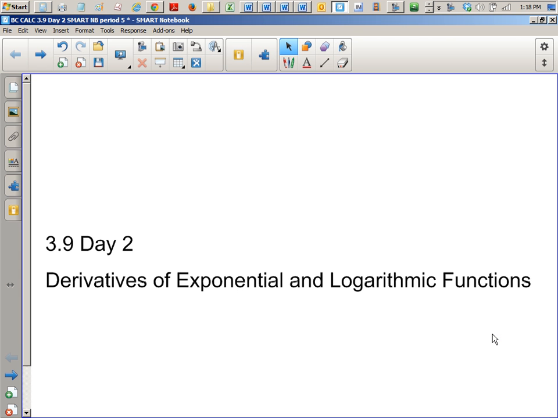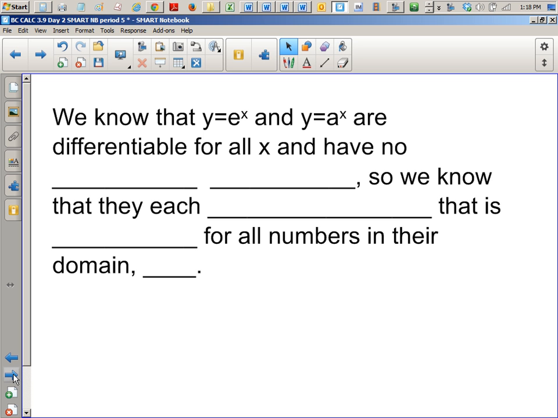Okay, so the first thing we know is that yesterday we talked about how e to the x and a to the x are both very smooth, right? So we believe they have derivatives. And we went through this long rigmarole and showed that e to the x is its own derivative. So we did that. And then we also know that e to the x and a to the x are differentiable for all x. They have no horizontal tangents anywhere.